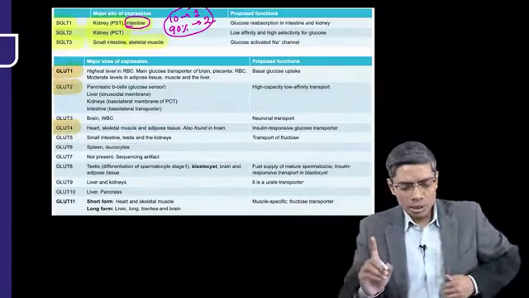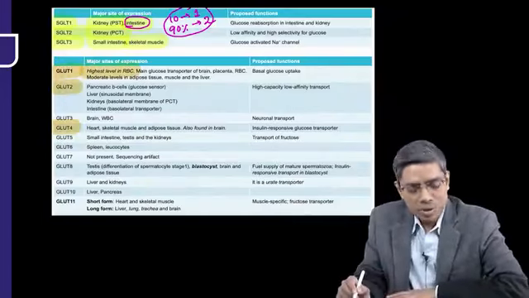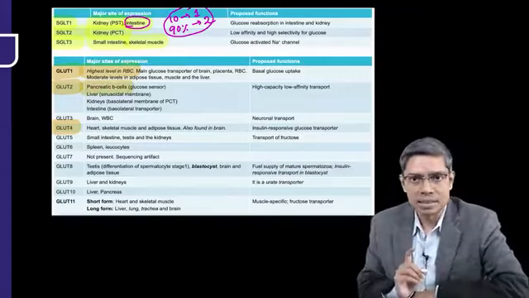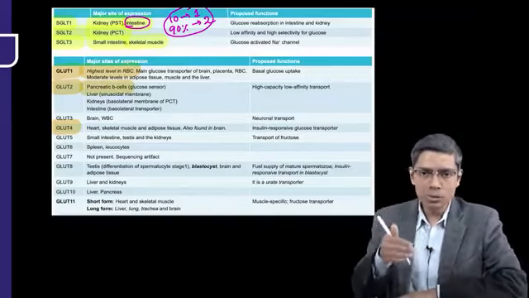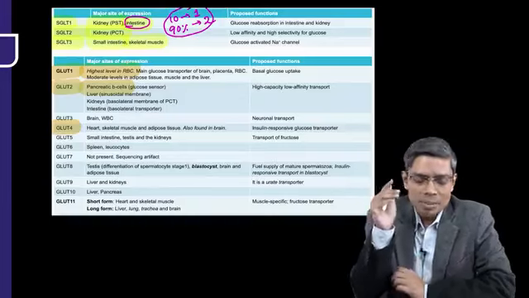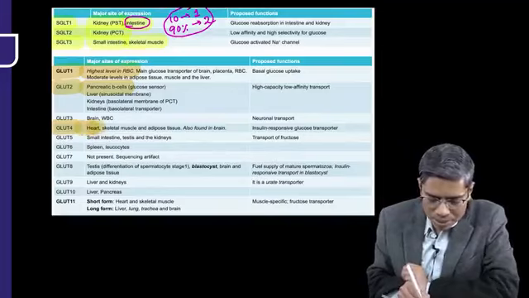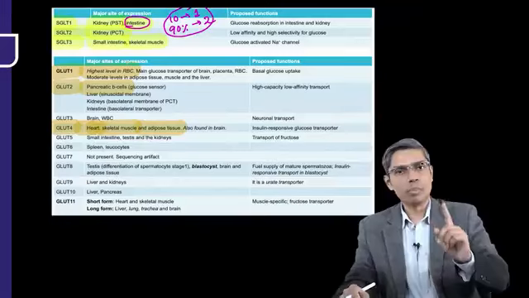GLUT1, the highest level is present in the RBC, so anytime it can be asked in an MCQ. GLUT2, we all know, is present in the pancreatic beta cell. It is a glucose sensor for the pancreatic beta cell. Whenever your blood glucose is high, through this transporter the glucose will enter the pancreatic beta cell. But GLUT4 is an insulin dependent GLUT. It is present in heart, skeletal muscle and adipose tissue. Very, very important.